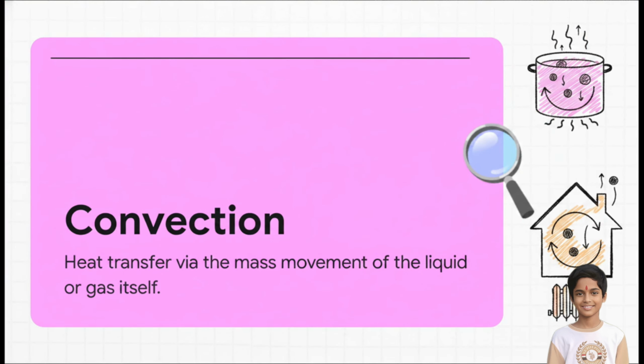Moving right along, here is your second major definition. Convection is the method by which heat is transferred by the mass movement of the liquid or gas itself. Now, why does this happen? Well, unlike solids, the molecules in liquids and gases aren't packed so tightly. They're free to move around. When a fluid heats up, it actually gets lighter and rises, carrying all that heat energy right up with it. Meanwhile, the colder, heavier fluid at the top falls down to the bottom to take its place. This creates a constant circulating stream.